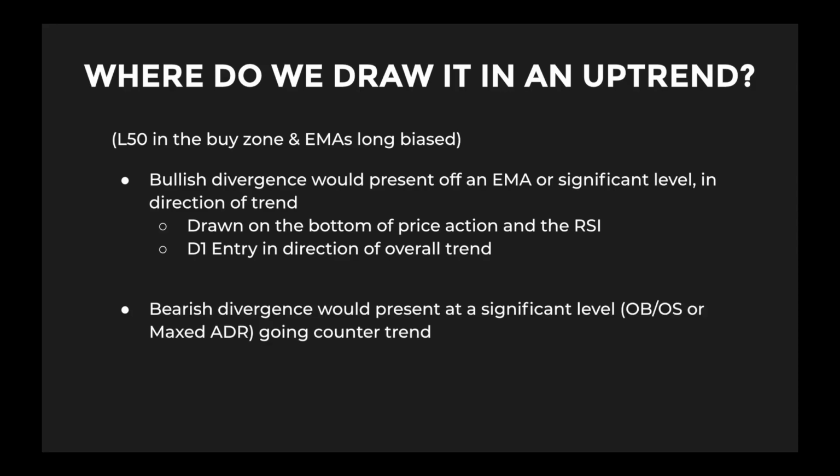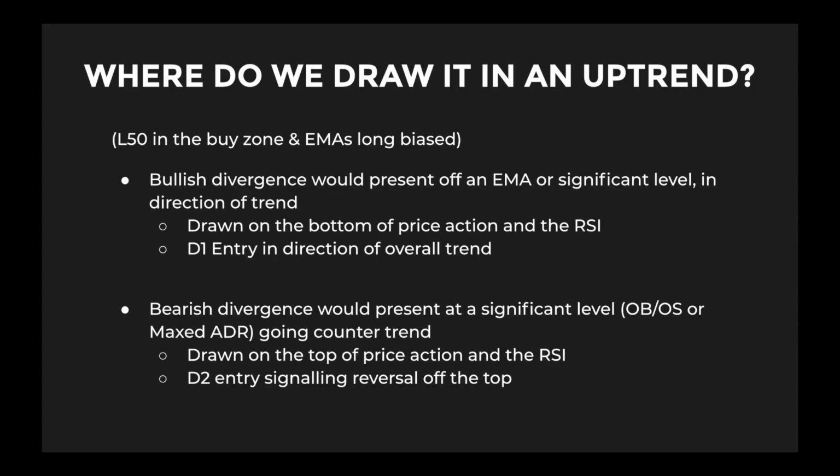Compare this to bearish divergence, which would present at a significant level, overbought, oversold, maybe maxed out ADR, going counter trend. So if you're in an uptrend, you're going to look for bearish divergence, which means a falling RSI and rising price action. You're going to look for that at the extremes, just at the high because you're in an uptrend. You're going to be looking to almost call the top. This is the D2 reversal off the top. Maybe you're looking that way because you see on the higher time frames that it's bearish overall. Maybe on the higher time frames you're at a significant level, and that's why you could justify taking that short entry in reverse. The bearish divergence telling you to take it short, in reverse to the uptrend.